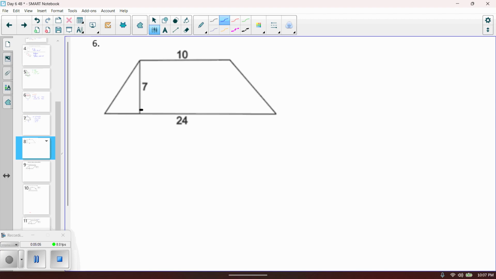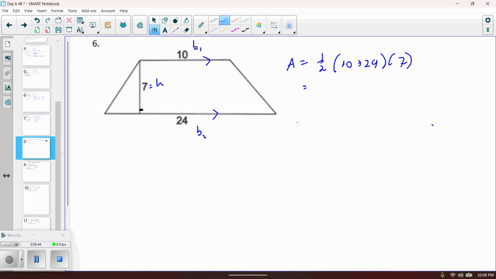Number 8. We have another trapezoid because, again, I have a parallel side here, right on top and bottom. The other two sides are not parallel. And then here's base 1, base 2. The height is going to be perpendicular, or straight down from both of the sides. There is the height. So we're going to do the area equals 1/2 the sum of the bases, which is 10 plus 24, times the height, which is 7.